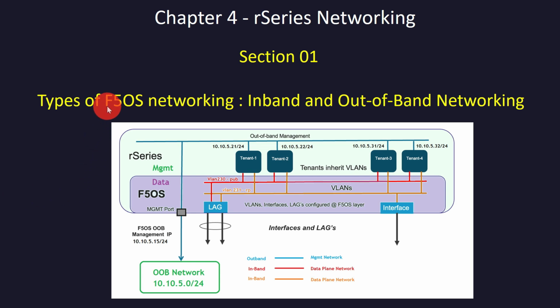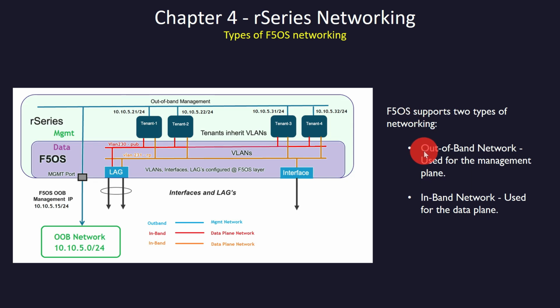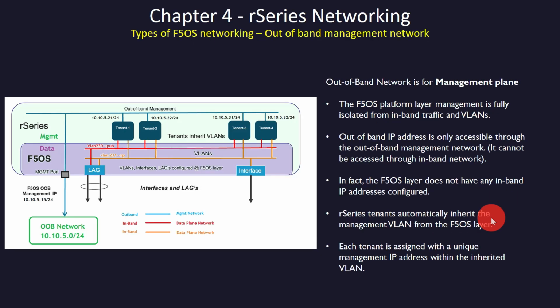From the previous videos, we all know F5OS is our platform OS. The platform layer F5OS supports two types of networking. The first type is the out-of-band network, which is used for the management plane. The second type is the in-band network, which is used for the data plane. Let us discuss the out-of-band network. Out-of-band network is for the management plane.